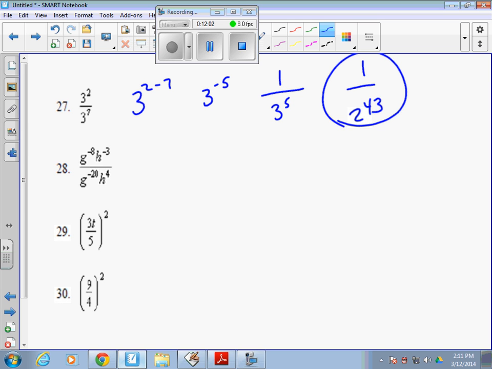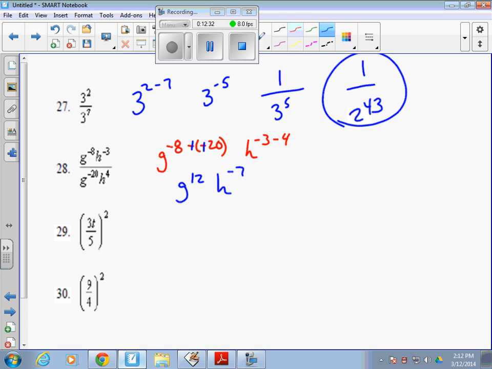Do the same thing with your variable exponents here. G to the negative 8th divided by G to the negative 20th. Same bases, so subtract the exponents. G to the negative 8 minus negative 20. We know that that means to add 20. So that gives you G to the negative 8 plus 20. So 20 minus 8 is G to the positive 12. H to the negative 3 minus 4. And H to the negative 3 minus 4 is negative 7.